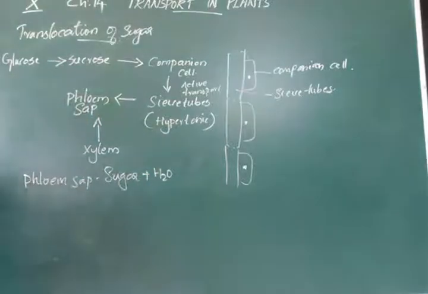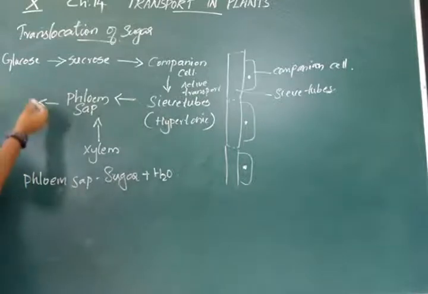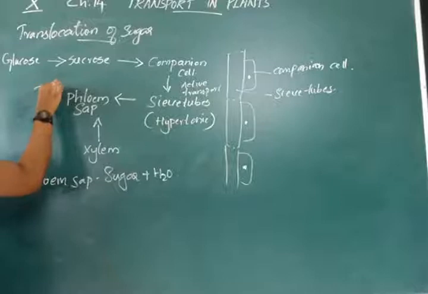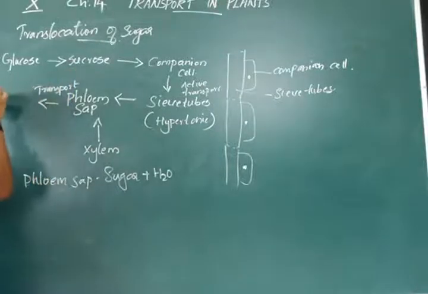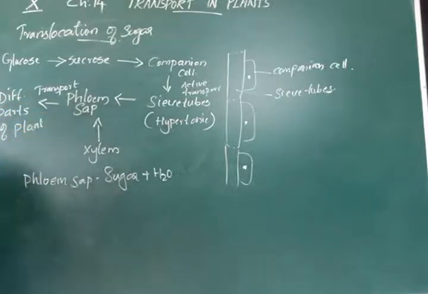Sugar plus water is called phloem sap. This phloem sap will be transported to different parts of the plant. So what happens?